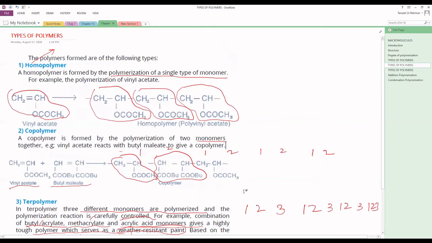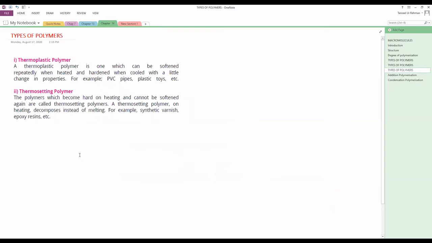There are also two types of polymers depending on the stability of the polymer, that is thermoplastic polymer and thermosetting polymer. A thermoplastic polymer is one which can be softened repeatedly when heated and hardened when cooled. So we can heat and cool thermoplastic polymers, and we can change them from one shape to another anytime. For example, PVC pipes, plastic toys.